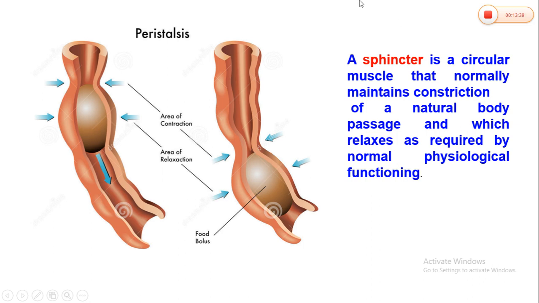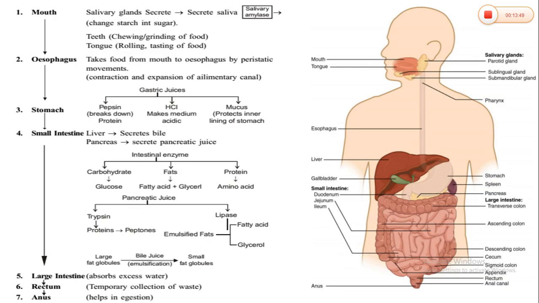So I hope this image gives you some clarity that how constant rhythmic contractions and relaxations help to push down the food bolus, right? So this is very important. This keyword is, in fact, present in the NCERT text. Go ahead and learn its definition elsewhere. And finally, the food now reaches this bag-like structure or organ called the stomach.